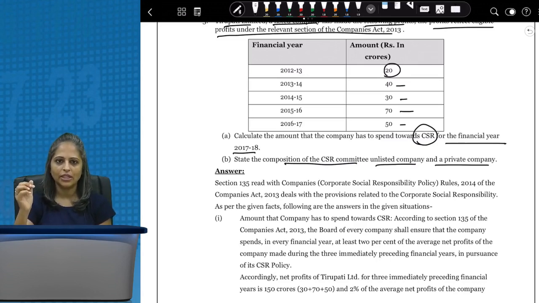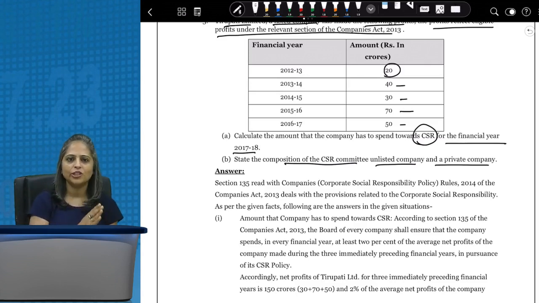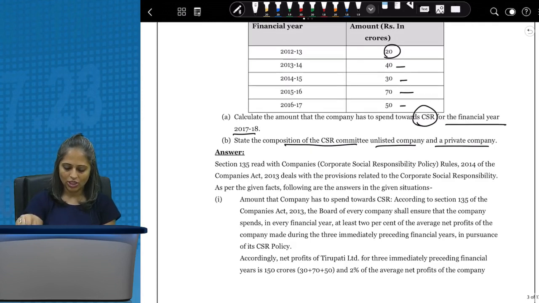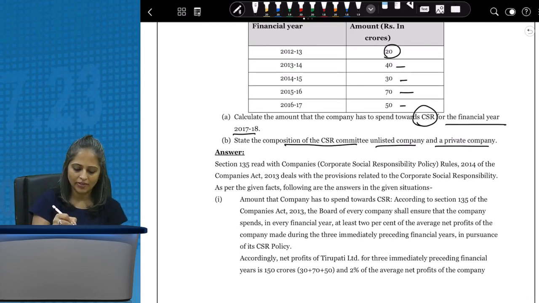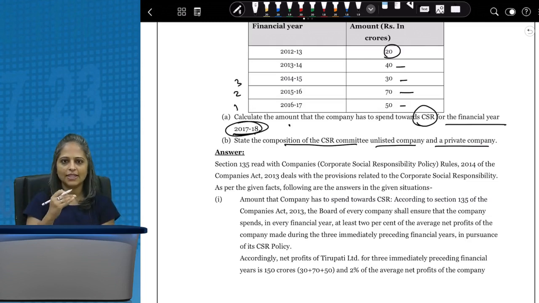So, how will the amount to be spent towards CSR be calculated? It says that you have to spend 2% of the average profits of the past 3 years, which will have to be spent in the current year. So, in this question, for Tirupati Limited, what is the average profit of the past 3 years? Which are the past 3 years? We are declaring in 17-18, correct? So the past 3 years are 1, 2 and 3: 14-15, 15-16 and 16-17.